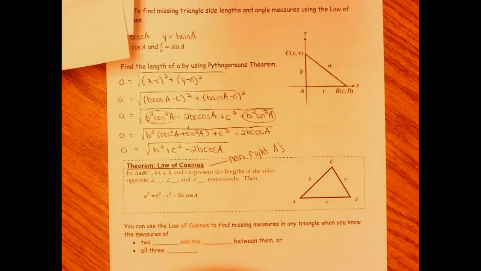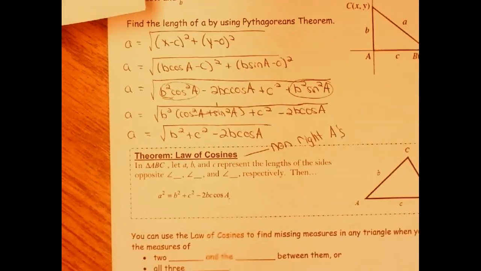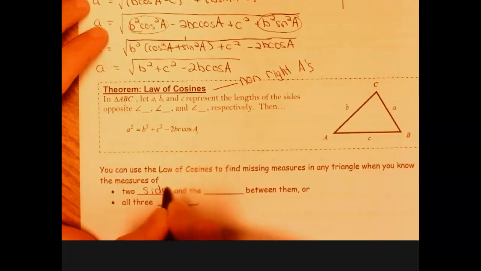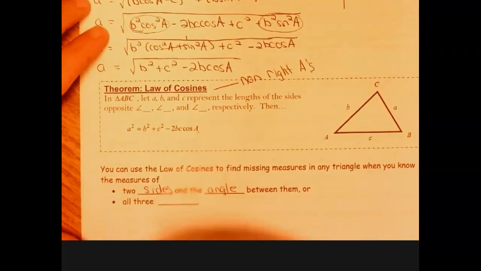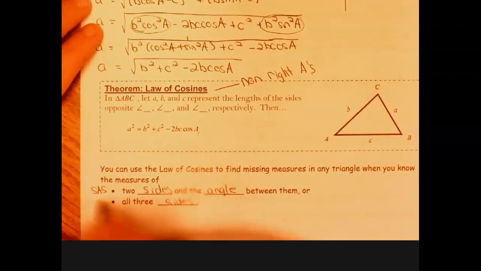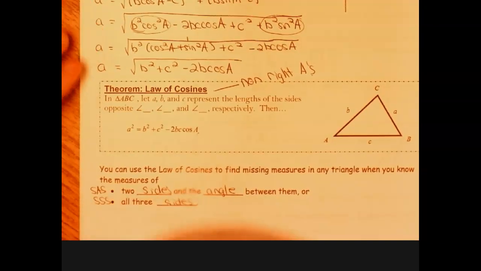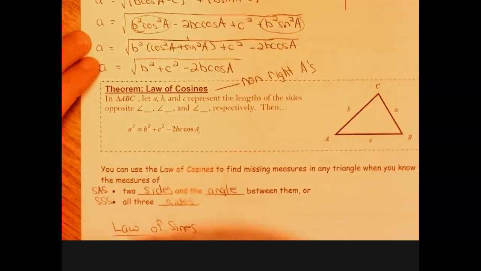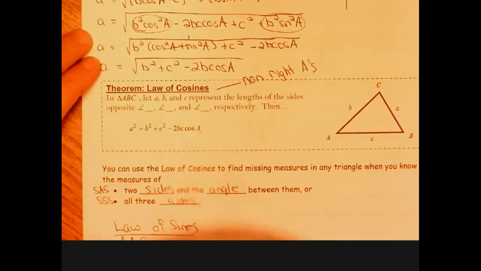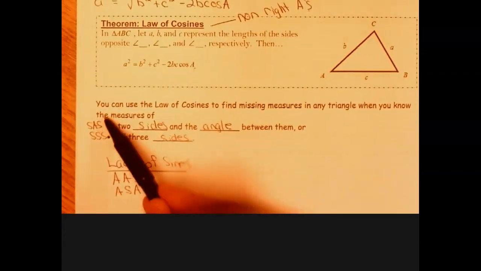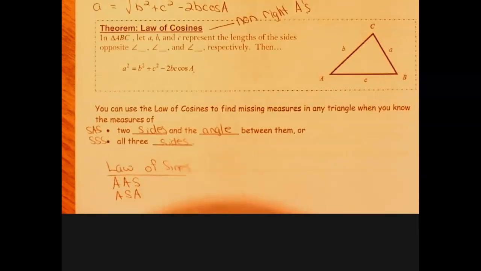Zoom in a little bit for us. So those two cases are when we have two sides and the angle in between them, which is side, angle, side, and all three sides, which would be side, side, side. Now, if you think back to yesterday when we did law of sines, that was the case where we had two angles and a side, or two angles with the side in between them. So that kind of breaks down to when you are going to use the law of cosines versus when you are going to use the law of sines.